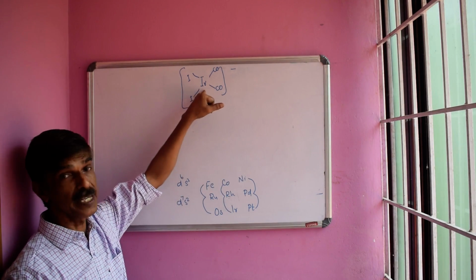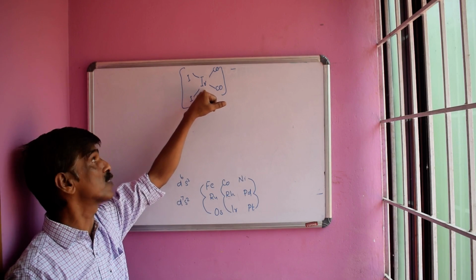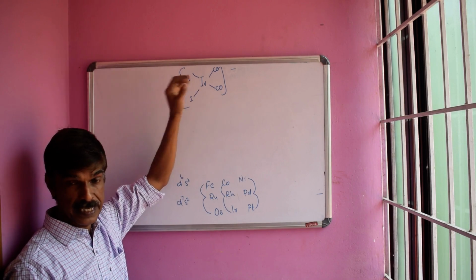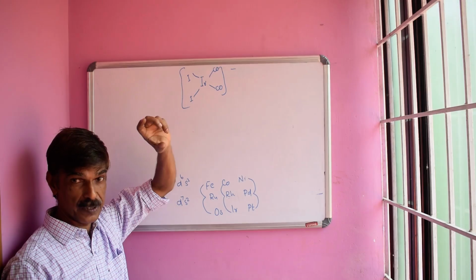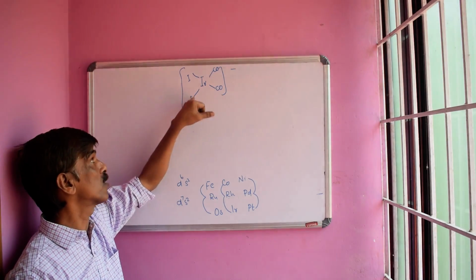In the Monsanto process the metal is rhodium. And see, another point is, I forgot to mention earlier. You can see that the best anion found is iodide.